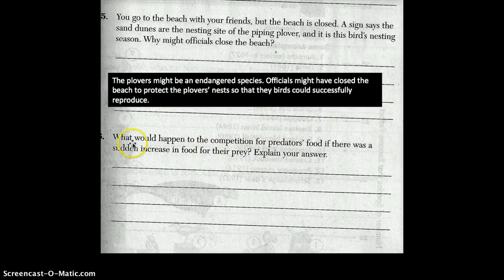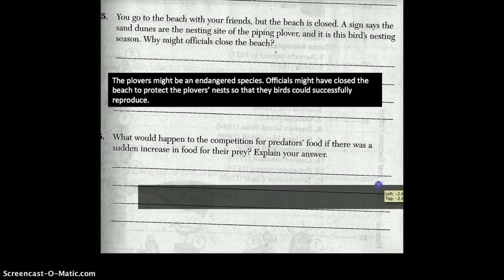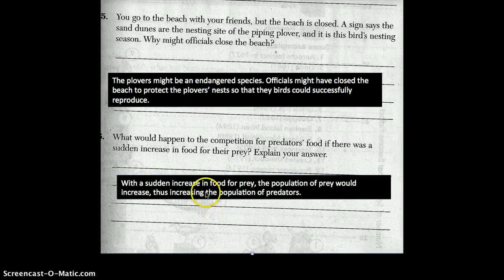All right, number 6. What would happen to the competition for predators' food if there was a sudden increase in food for their prey? Explain your answer. So this is general. So if there's an increase in, let's say, rabbits' food, what happens to the fox? So if there's an increase in rabbits' food, the rabbit population is going to increase, and then eventually the foxes would increase too. With a sudden increase in food for prey, the population of prey would increase, thus increasing the population of predators.